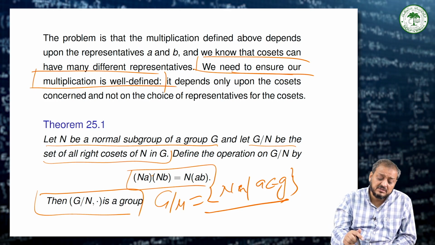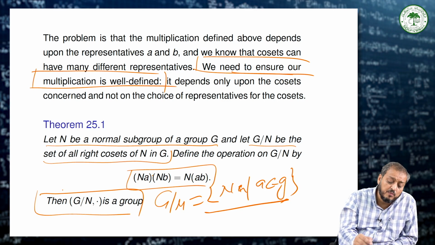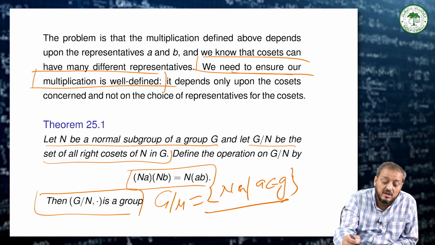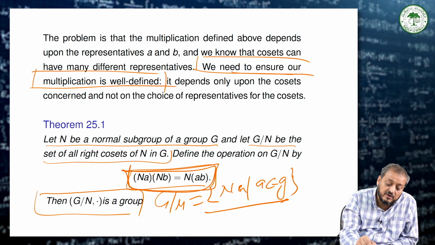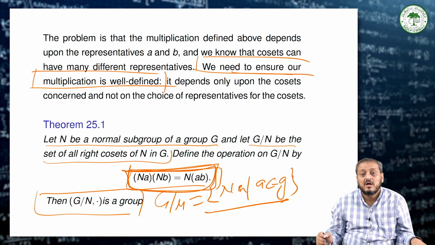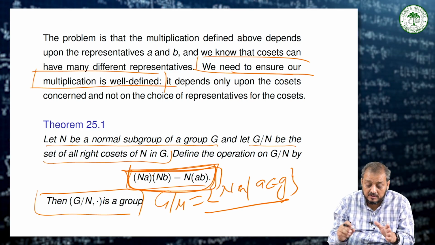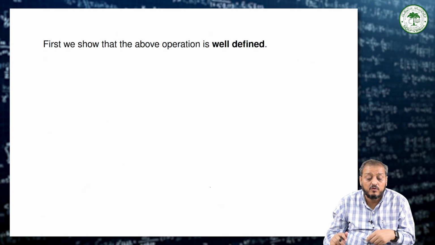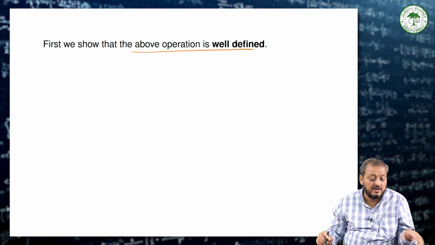Now, first we have to show that the operation is well-defined. For showing that it is a group, we first ensure that the operation is well-defined. So we have to check whether this operation is well-defined or not. Let's first show that the above operation is well-defined.